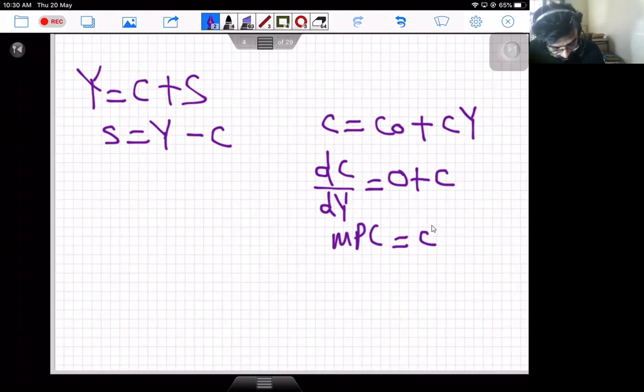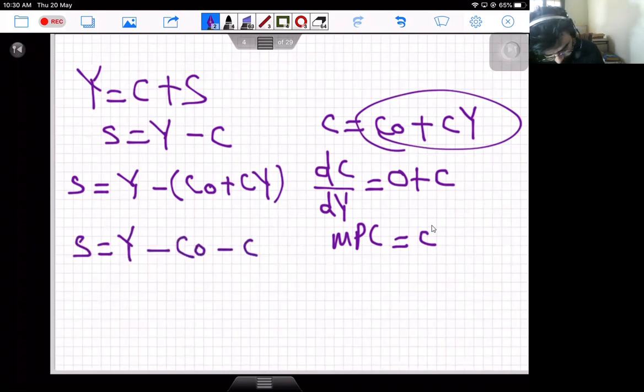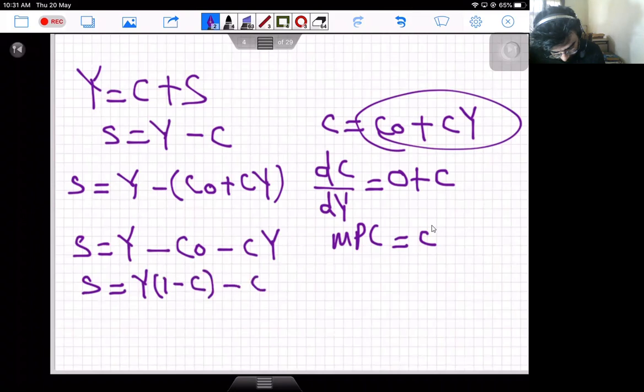The second thing is that we have savings as a function of income. So S is equal to Y minus C, and in place of C, you can write C naught plus C times Y. If you expand this equation, savings is equal to income minus C naught minus C times income. And as we know that Y is a common term, this can be rewritten like this: S is equal to Y, taking Y as common, multiplied by 1 minus C, and then minus C naught.